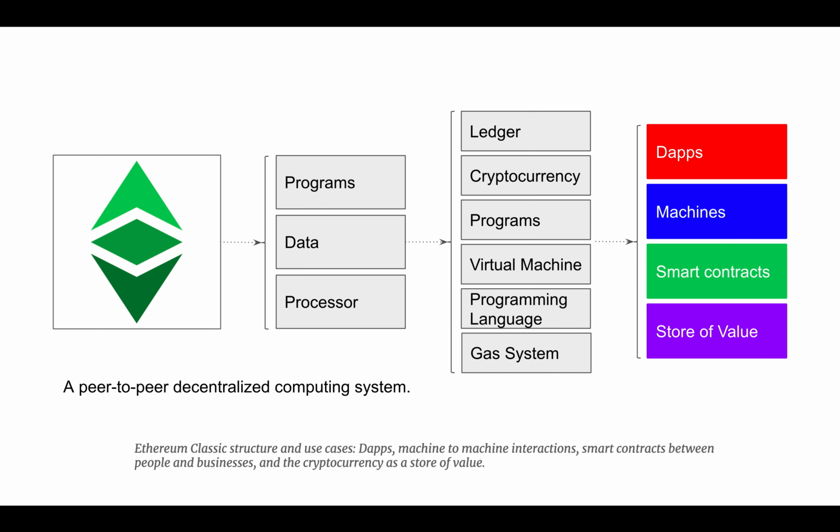4. Virtual machine. Just as your computer has a processor, or Google has machines that compute everything their users do, all the nodes in the ETC network have a virtual machine, or VM. The VM is a part of the ETC software that is in charge of processing all the programs in the ledger using the local processors and operating systems of all the network nodes.